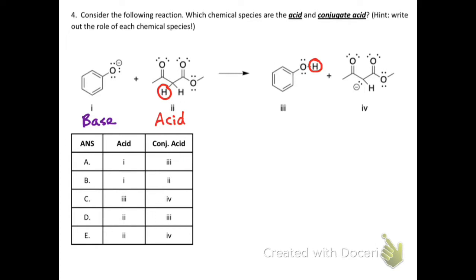base. Okay, so then, whatever starts off as our acid, once it loses its proton, it becomes the conjugate base. So this is our conjugate base right here. And likewise, the base, once it gains a proton, becomes the conjugate acid. So the acid is chemical species 2, the conjugate acid is chemical species 3.